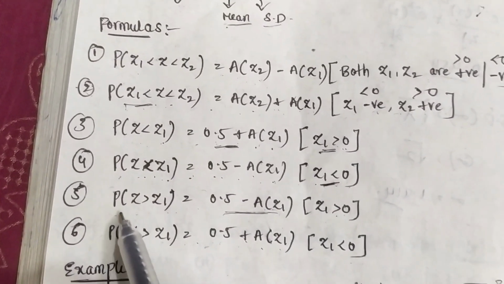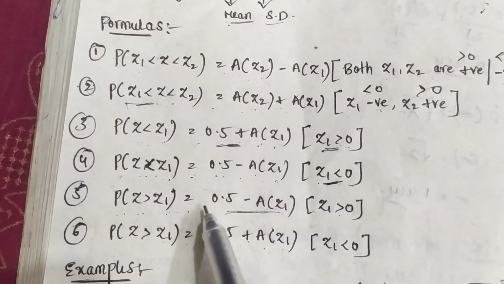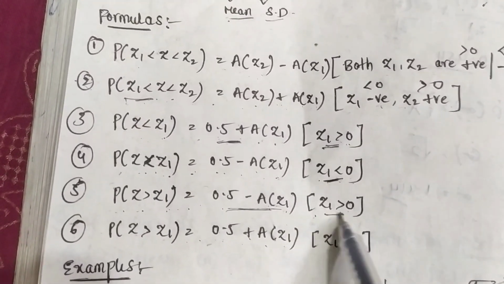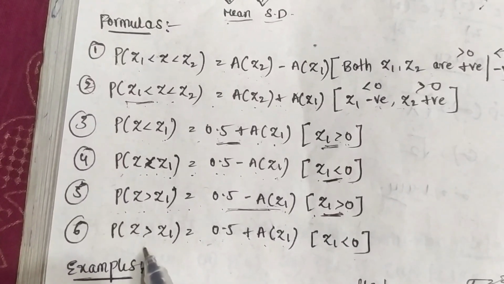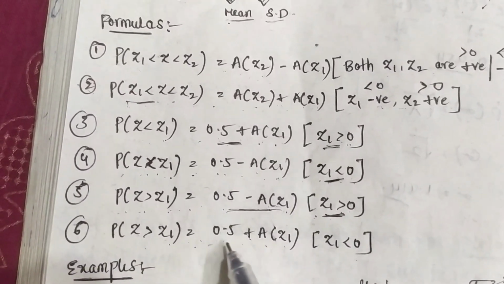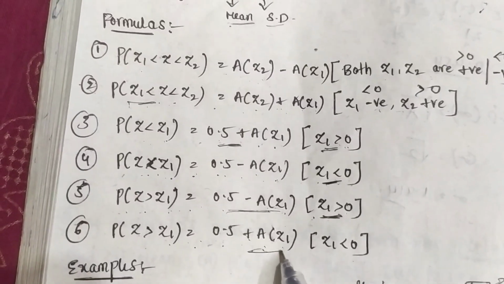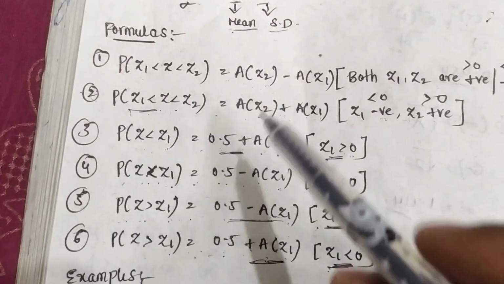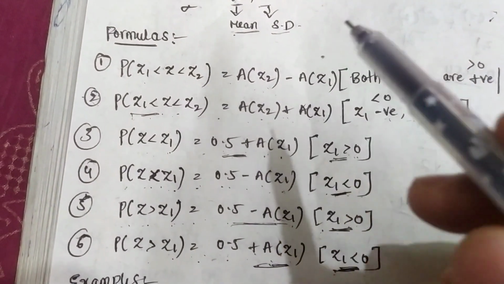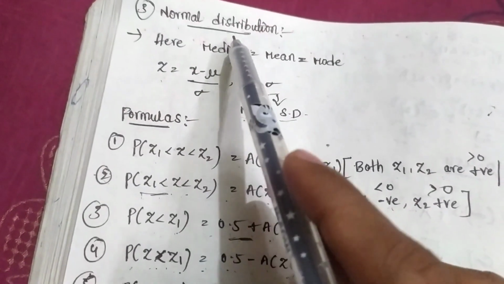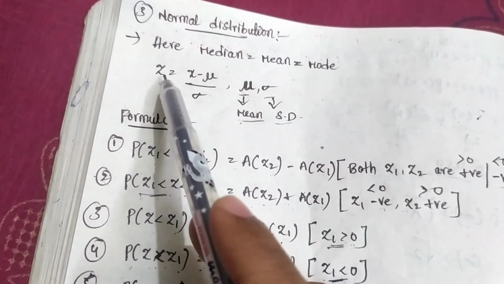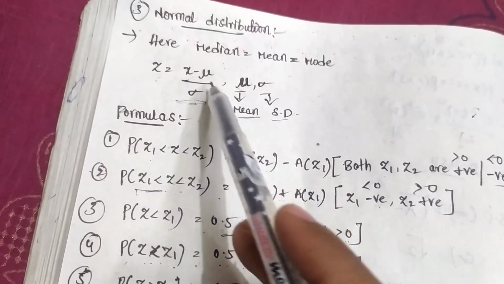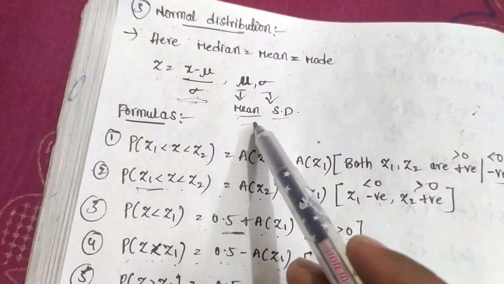And the fifth one is P of z greater than z1 equals 0.5 minus area of z1, when the value of z1 is greater than 0. And the probability of z greater than z1 equals 0.5 plus area of z1, when the value of z1 is less than 0. These are the six formulas mostly used to solve problems related to the normal distribution. We have to remember that z equals (x minus mu) by sigma, and here the mean and sigma are already given in the question.